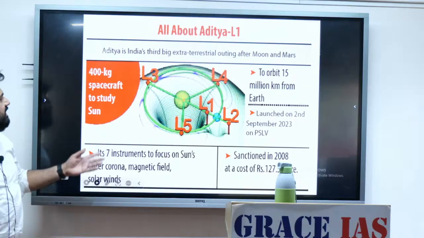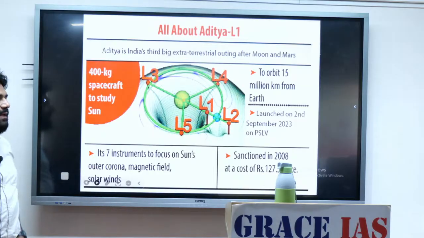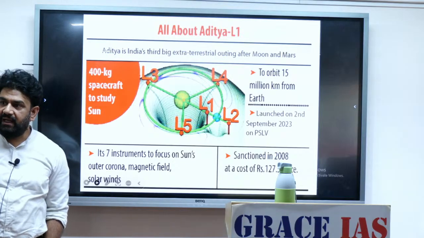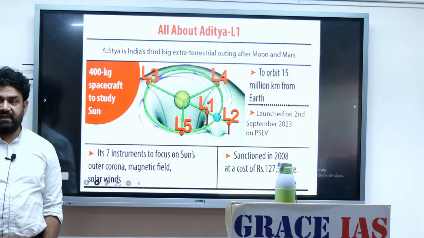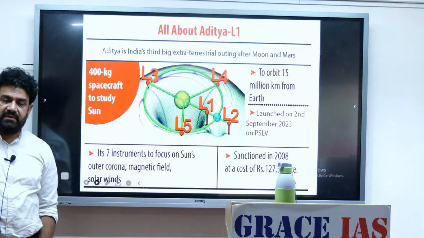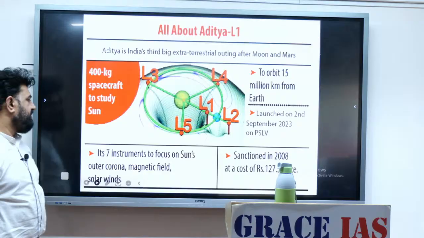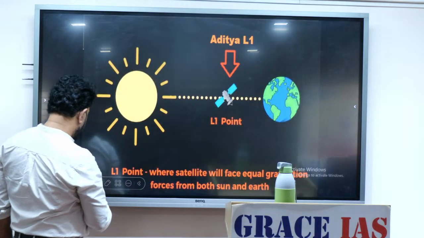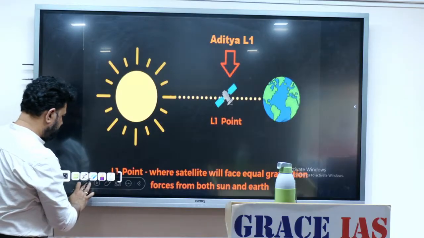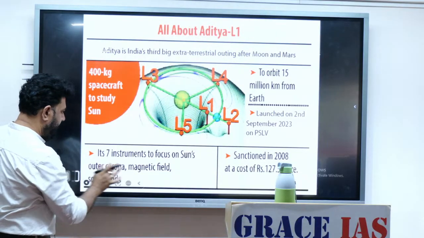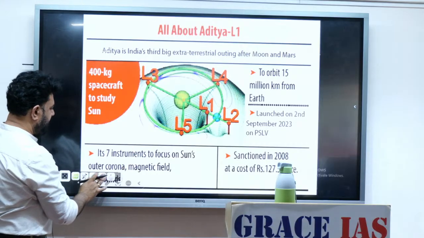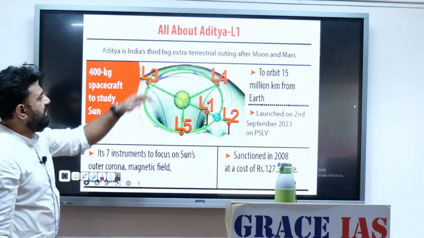So Aditya L1, you know, is to observe the sun surface. Again, solar remote sensing. See, Chandrayaan is lunar remote sensing, Aditya L1 is solar remote sensing. So we wanted to observe the sun surface in general, the outer corona, magnetic field and solar winds we want to study. So all these aspects, and hence we have sent Aditya L1.